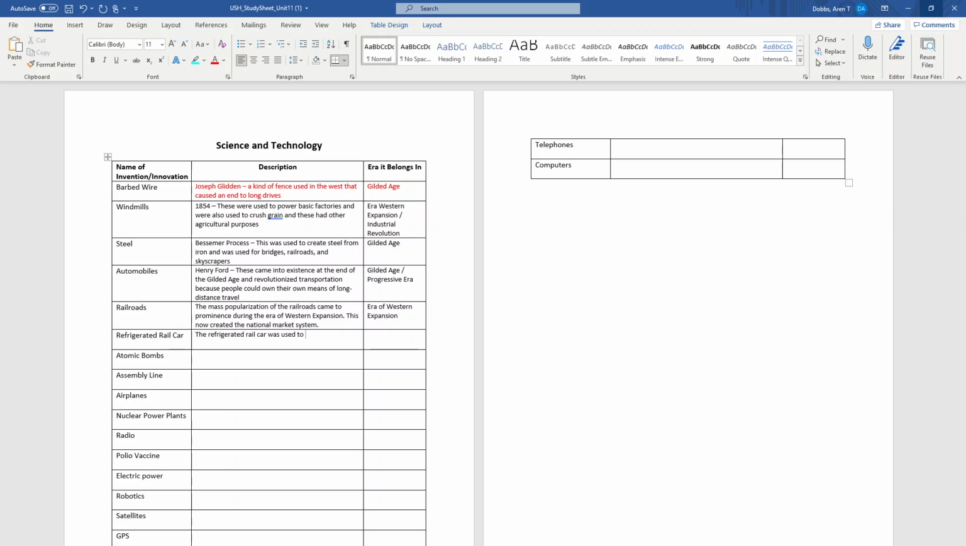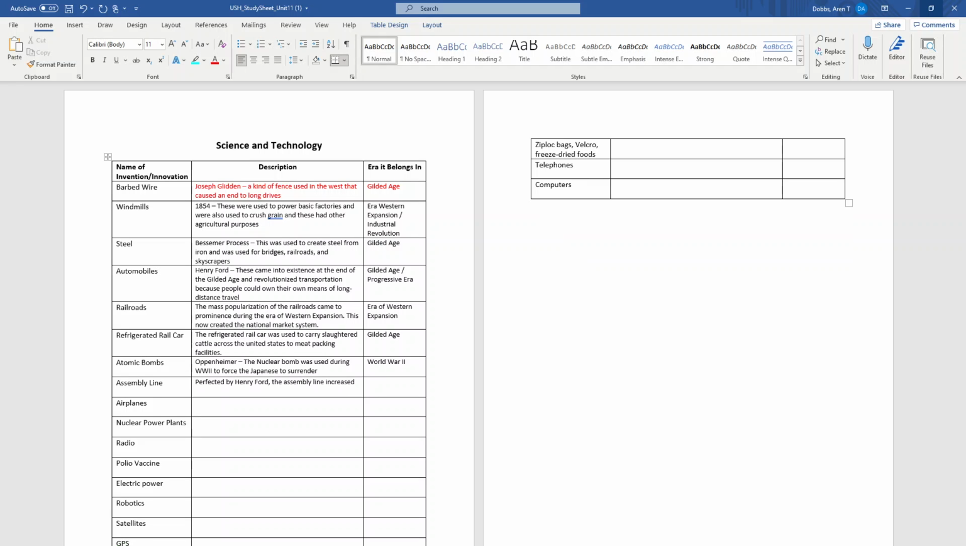Okay, the assembly line. Remember, perfected by Henry Ford. The assembly line increased mass production and drove prices down to flood the markets with consumer goods. You could say Gilded Age to Roaring Twenties.